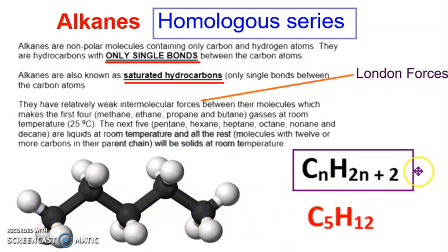Now, each homologous series has a general formula that applies to that homologous series. So here it is: CnH2n+2. Now the n represents how many carbons there are, and I counted, there are 5. So we replace the n with 5. Then 2 times 5 is 10, plus 2 is 12, and that represents our 12 hydrogens. We need to remember that every carbon bonds 4 times. So all alkanes will fall into this general formula, CnH2n+2.